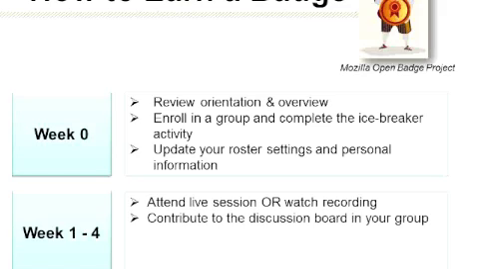So a couple of important things about how to earn a badge. We've created a digital badge, and you can earn this badge through, for week 0, you need to review the orientation and overview. You need to enroll in a group and complete the icebreaker activity. And you need to update your roster and settings and personal information. And I do have to say I'm super excited to see how many of you have already enrolled in a group and completed that icebreaker activity.